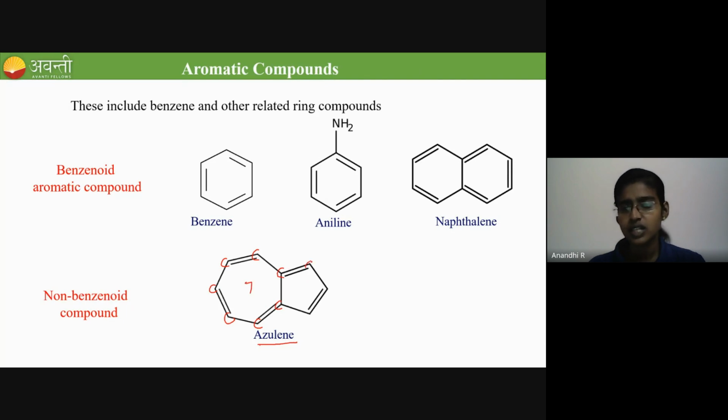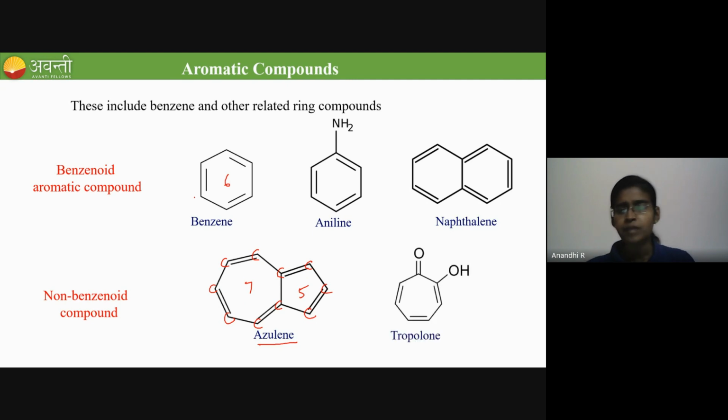And in this ring, how many atoms do you have? 1, 2, 3, 4, 5. It is a 5-membered ring. So it is called what? Non-benzenoid. If you have a 6-membered ring like benzene, it is benzenoid. Other than 6, anything else is non-benzenoid. So azulene is the first example, and tropolone is your second example. How many membered ring is it? 1, 2, 3, 4, 5, 6, 7. Again, it is a 7-membered ring, but it is aromatic. So it is a non-benzenoid compound. Clear for all? Or if you have any doubt?